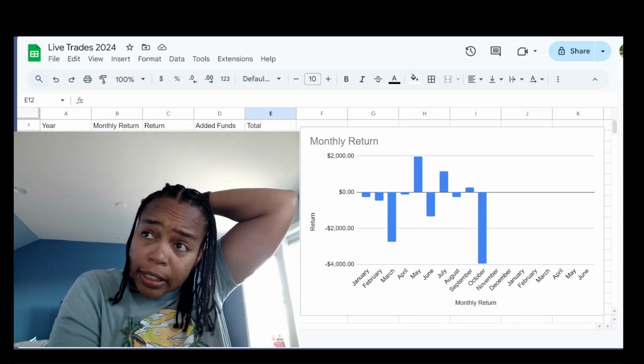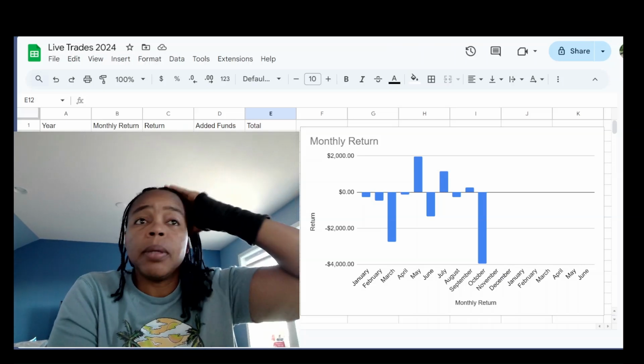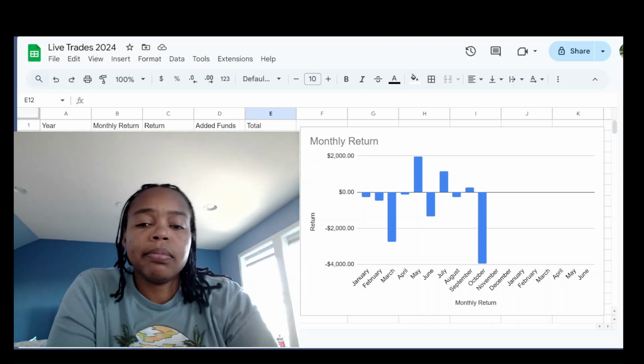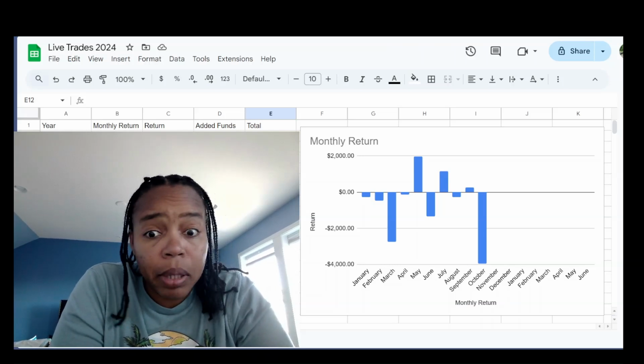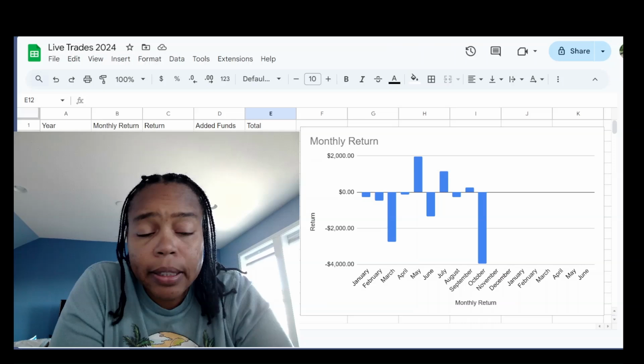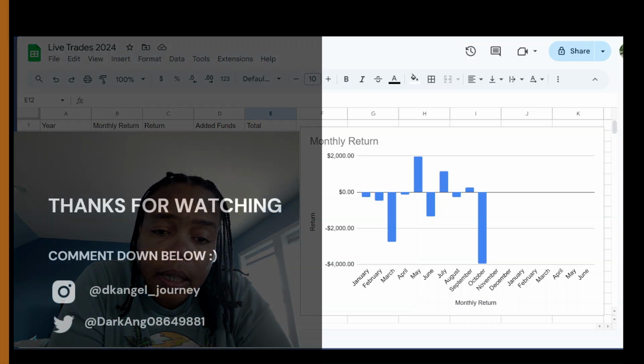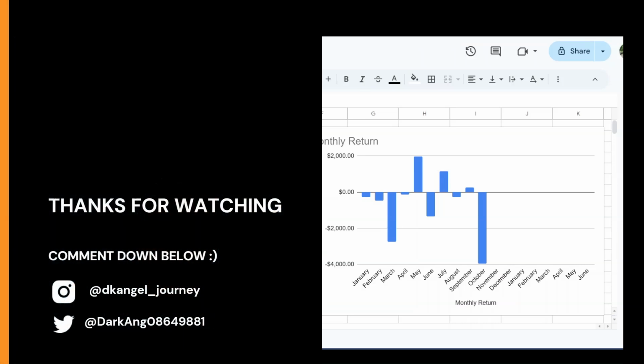I definitely will not be trading election day because that's probably going to be just a bloodbath. And there's one more week left in October. I don't know. We'll see how we do.